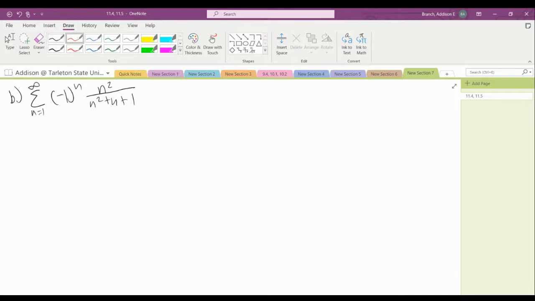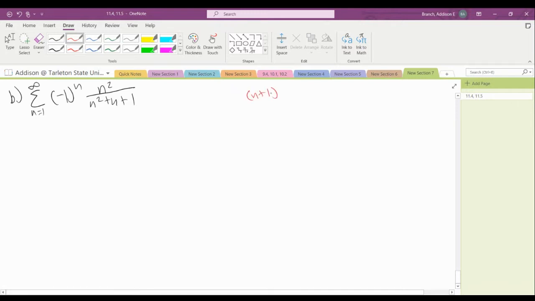All right, so we need to see if it's decreasing. We have a couple ways we can do that. We can graph it, we can plug in n plus 1 and see if that changes anything, or we can just think about the graph of the function. Let's go ahead and just plug in n plus 1.